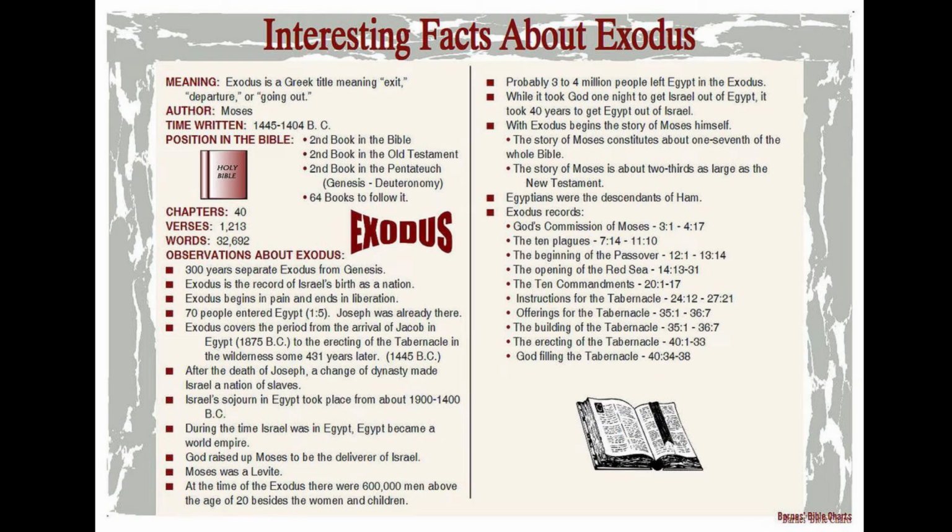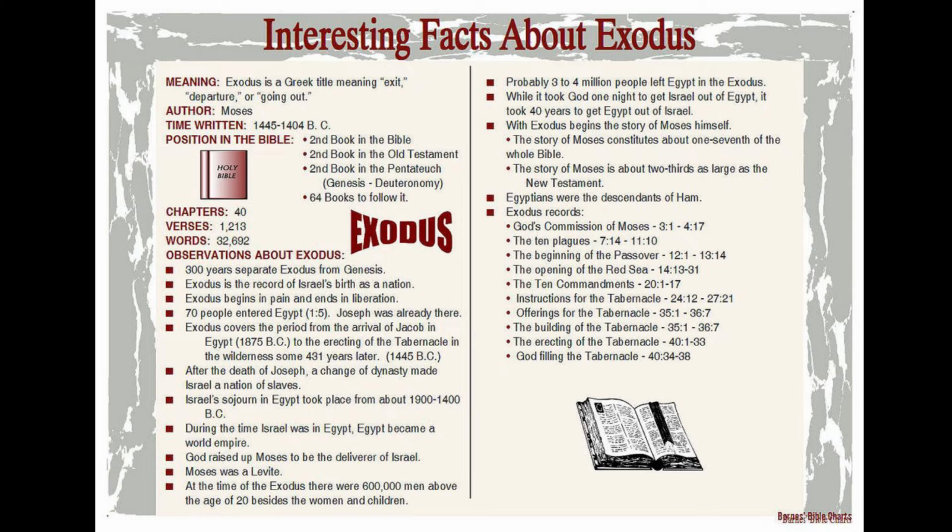But now, here are some interesting facts about the book of Exodus. Exodus is a Greek word, and it means exit or to depart, actually going out. The author is credited to be Moses. It is written around 1445 to 1404 BC. Exodus is the second book in the Bible, the second book in the Old Testament, and the second book in the Pentateuch, starting with Genesis, Exodus, Leviticus, Numbers, and Deuteronomy. This book has 40 chapters, 1,200 verses, and over 32,000 words.